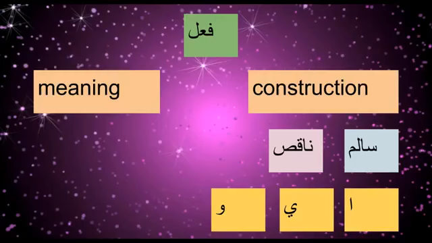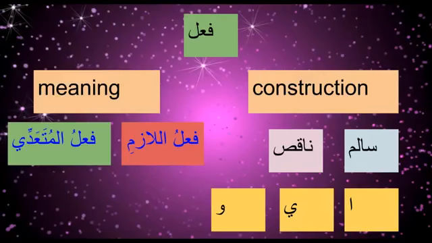Coming to the meaning of the fa'il, depending on the meaning, we have fa'il lazim, which means it describes the complete action. You don't need anything else. For example, jalasa, he sat, is complete in meaning. Then fa'il muta'addi, which is called transitive, means the action has been taken upon something, so you need more information, which is called an object, or maf'ulun bihi.